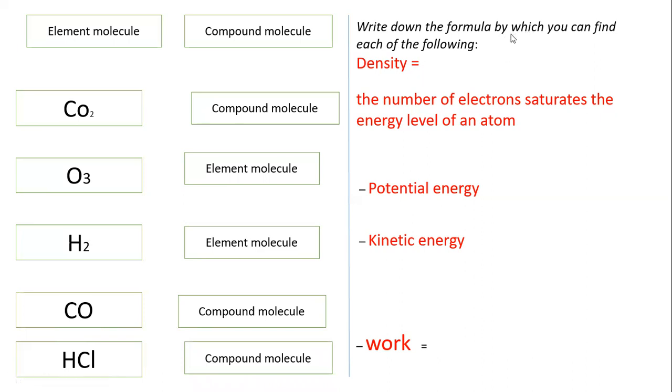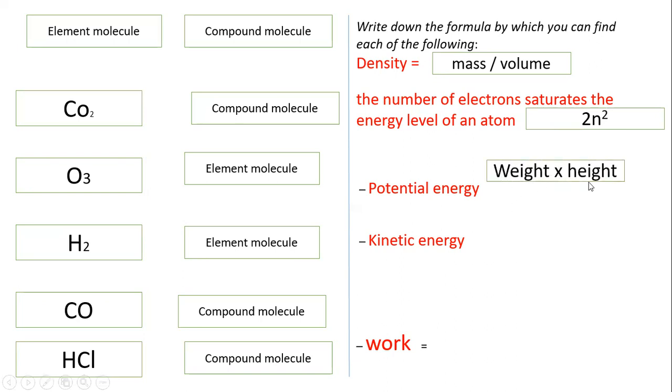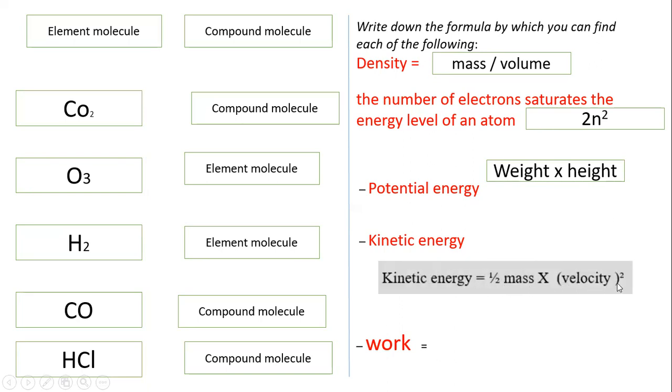Write down the formula. I need only the formula by which you can find density. What is the formula of density? Density equals mass over volume. The number of electrons that saturates the energy level, what is the relation? 2n squared. Potential energy equals weight times height. You remember? Potential energy equals weight times height. Kinetic energy equals half mass times speed squared, or velocity squared. Work equals force, that is F, times the displacement.